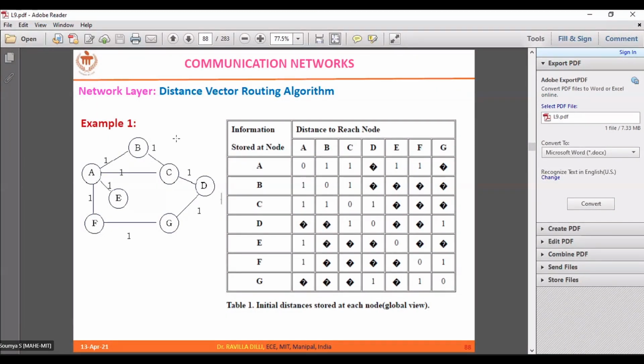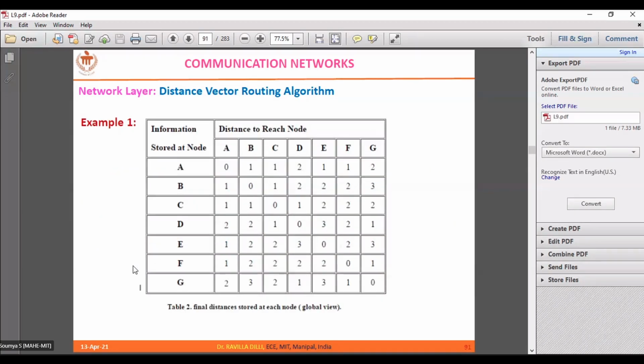Remember, the distance vector routing algorithm makes use of Bellman-Ford routing. So if A has to find out the distance to D, what will it do? It can use the Bellman-Ford algorithm to find out the distance, right? That is how each node is going to update its table. And with all these tables put together, you get the final distances stored at each node, which is the global view of all the distances.